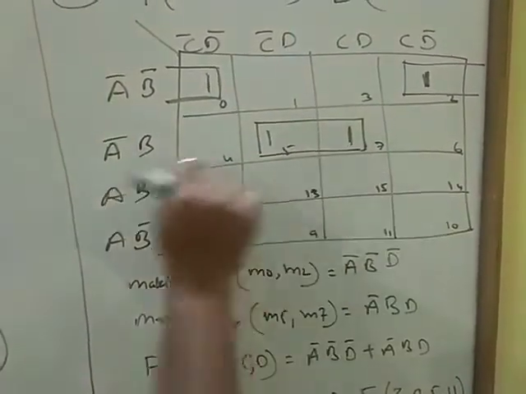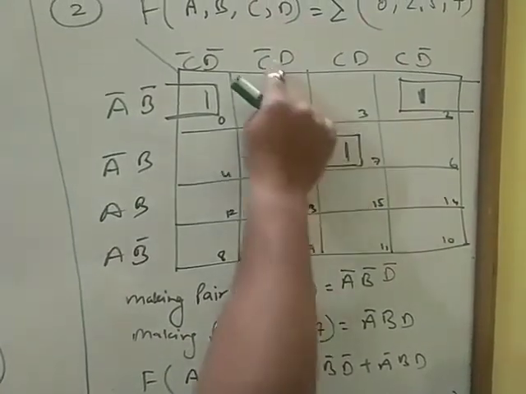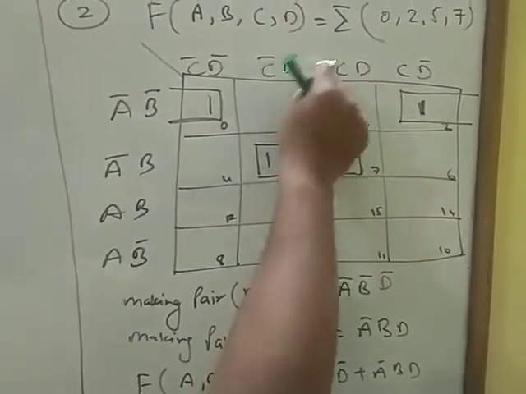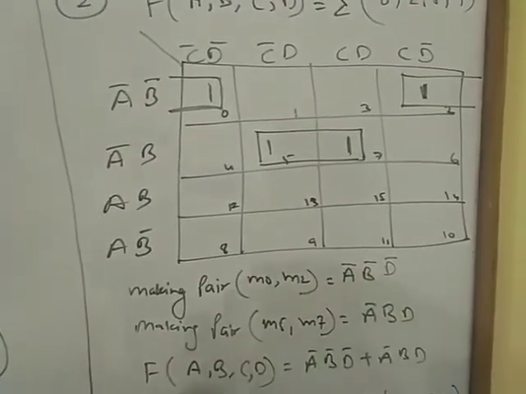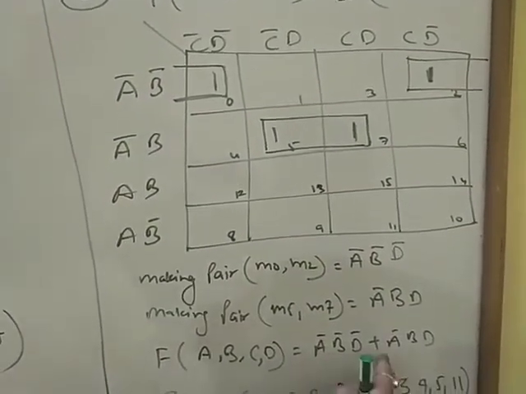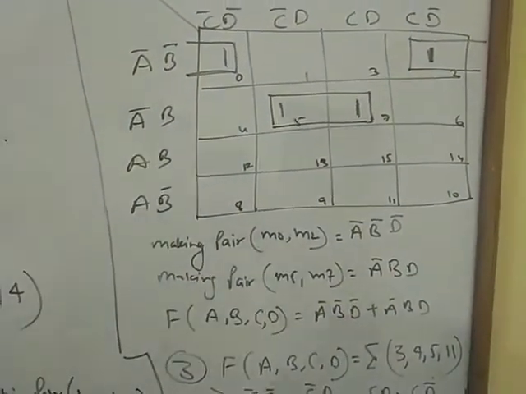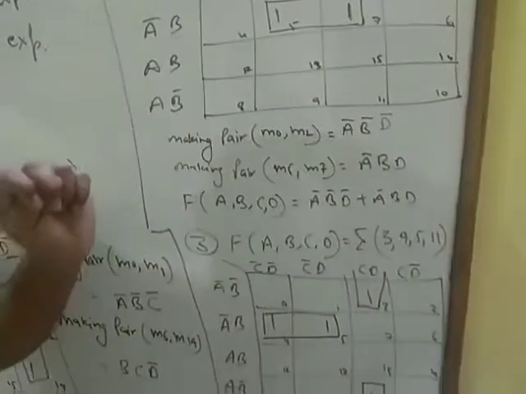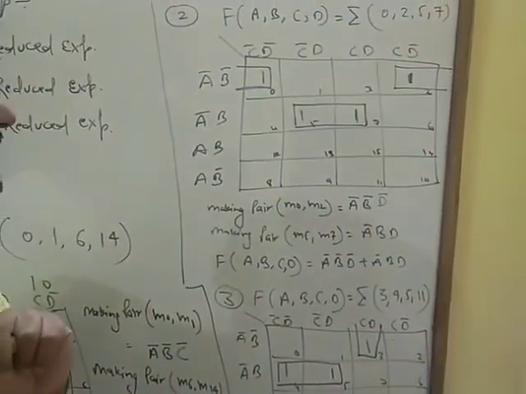And this is very simple. Here we are in the second row, A dash B, but from column 2 to column 3, D and C change, so only D remains. So A dash, B, D. So our answer will be f(A,B,C,D) equal to A dash B dash D dash plus A dash B D. So this is enough for today, and the remaining two examples I have given you in the PDF, but I will explain those two examples in the next session. Thank you.